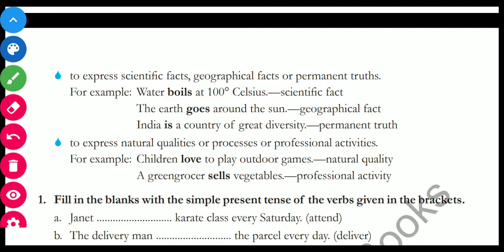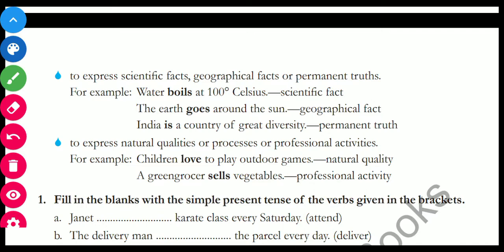Next, to express scientific facts, geographical facts or permanent truth. The earth is round. So this is a universal fact. Okay. Water boils at 100 degrees Celsius. This is a universal fact. Okay, you cannot change this fact.